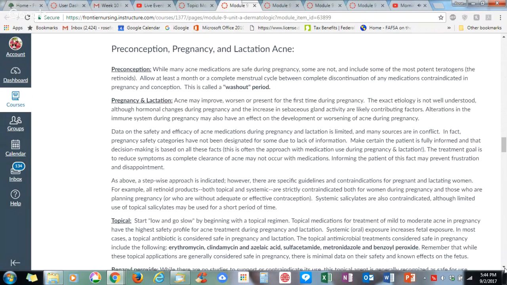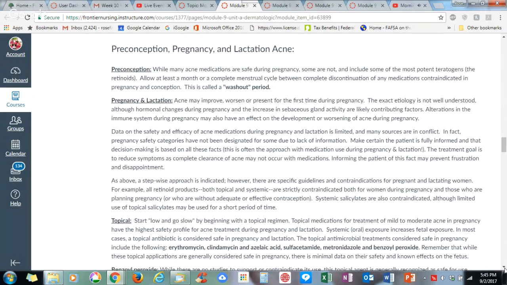Acne may improve, worsen, or present for the first time during pregnancy. The exact etiology is not well understood, although hormonal changes during pregnancy and the increase in sebaceous gland activity are likely contributing factors. Alterations in the immune system during pregnancy may also have an effect on the development or worsening of acne during pregnancy.